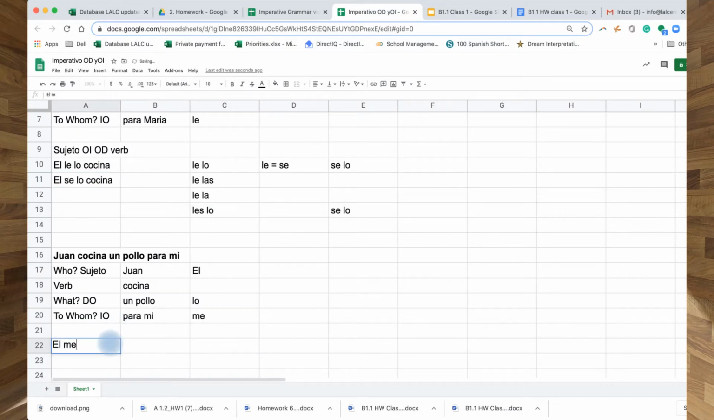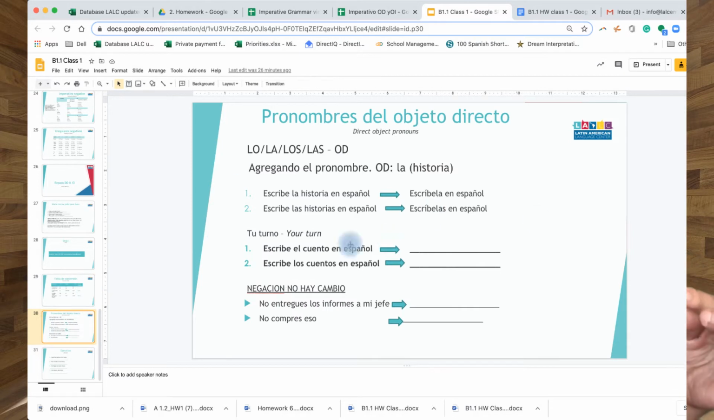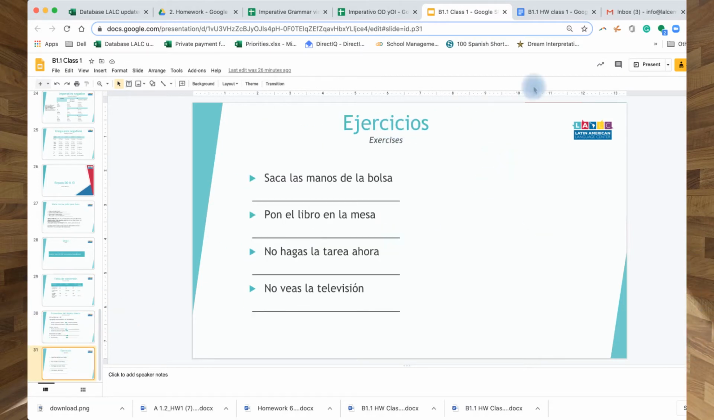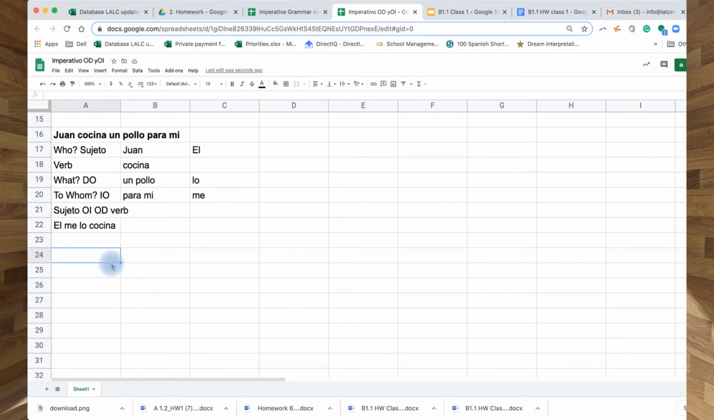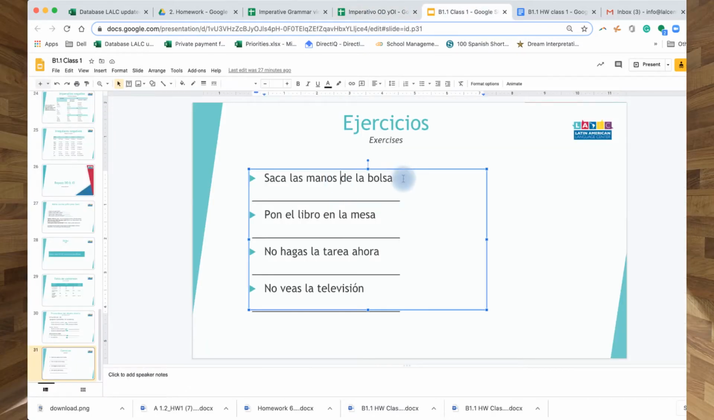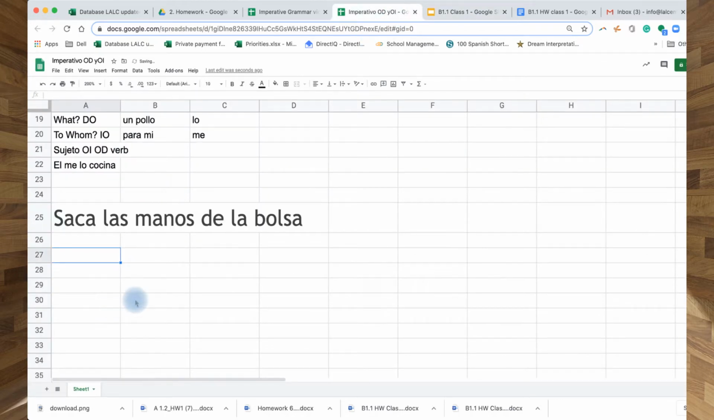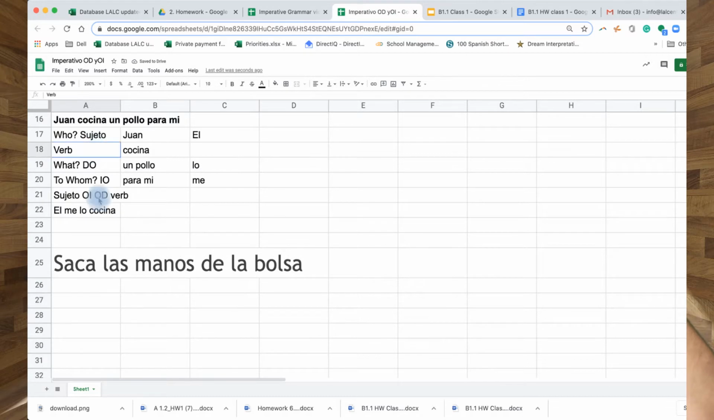Okay, so that's a small review of this. Now we have to use it in the imperativo. The catch with the imperative affirmative, let's say with this example that I put, "saca las manos de la bolsa," take your hands out of the bag. You can do the same thing if you want to, but I will show you something. The order in the imperative affirmative is a little bit different.